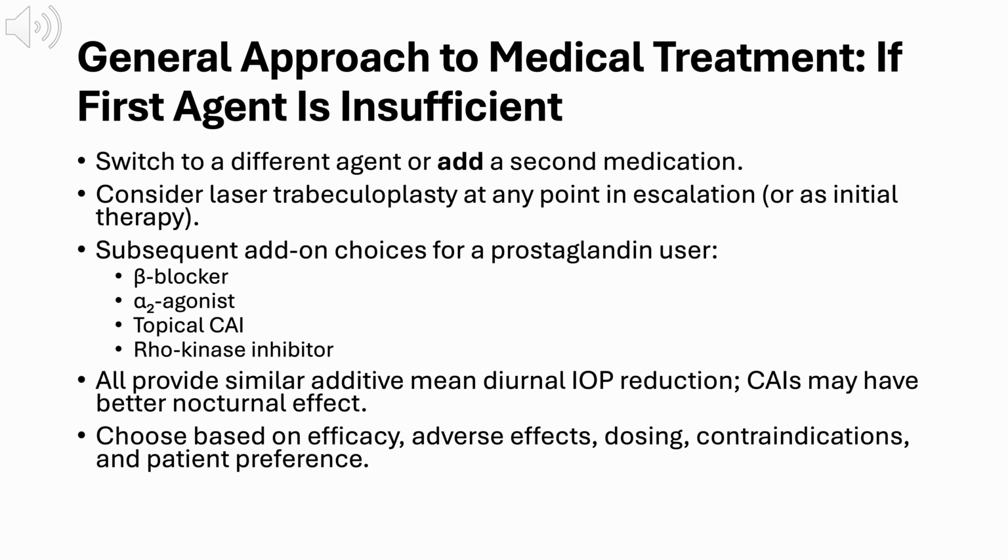For patients already on a prostaglandin analog, the typical add-on choices include a beta blocker, an alpha-2 agonist, a topical carbonic anhydrase inhibitor, or a Rho kinase inhibitor. These agents all provide roughly similar additive IOP reduction when used in combination, though CAIs may offer slightly better nocturnal pressure control. Ultimately, the decision should weigh efficacy, side effect profile, dose inconvenience, systemic contraindications, and patient preference. The art of glaucoma care lies in balancing those elements while minimizing treatment fatigue.